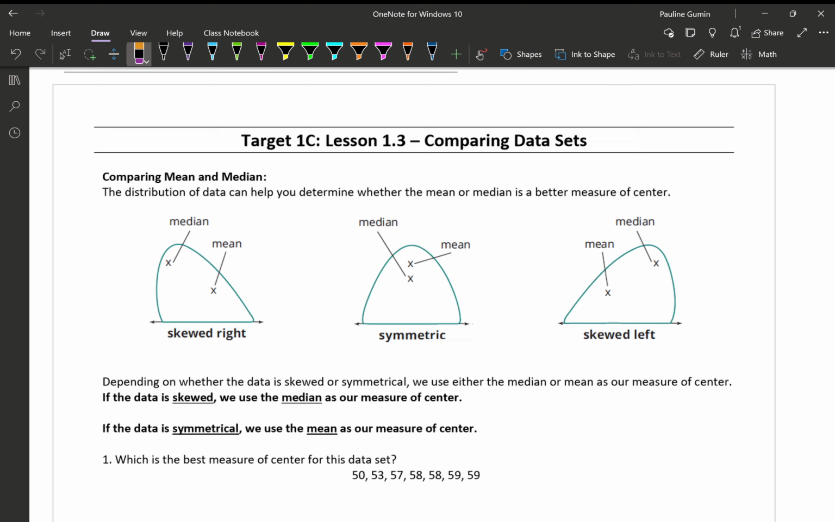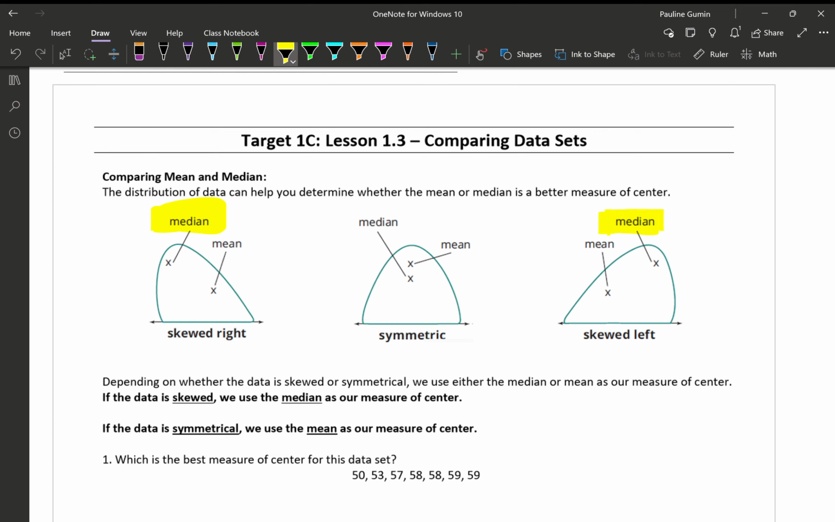When we have a mean that is larger than the median, we are skewed to the right. This means that the mean is on the right side of the median. When your data looks like it's leaning to the left, it's actually skewed right. And when we have a skew to the right, we always use the median as our answer for the best measure of center. Similarly, when we're skewed left, we will also use the median.